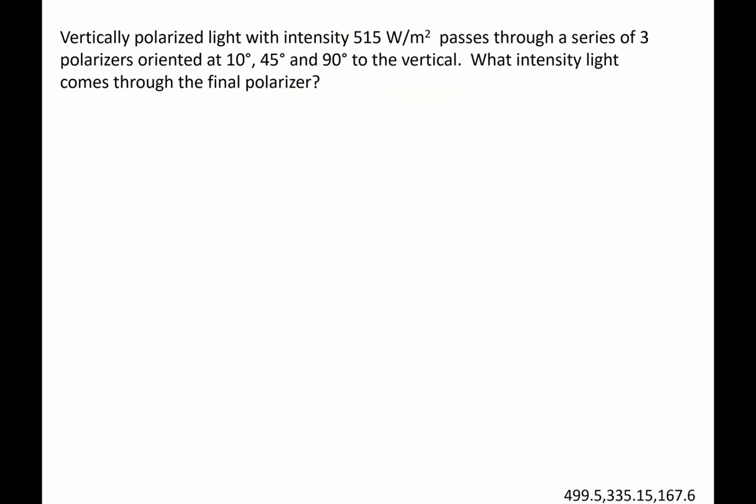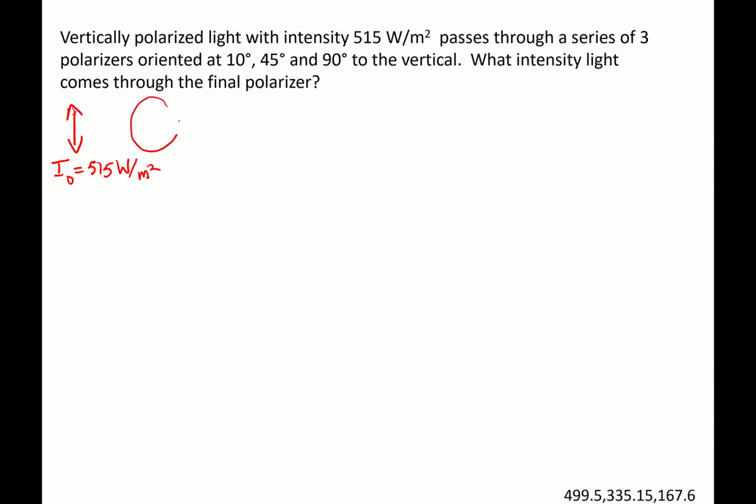All right, so let's say I have vertically polarized light that has an intensity of 515 watts per square meter, and it passes through a series of 3 polarizers. So I've got my light that's coming in. I0 is 515 watts per square meter, and this is a very typical problem to show up on a test. It's sort of a simple calculation problem that you should be able to do.